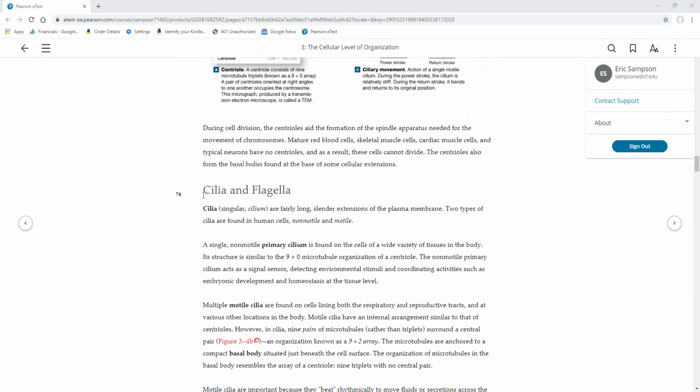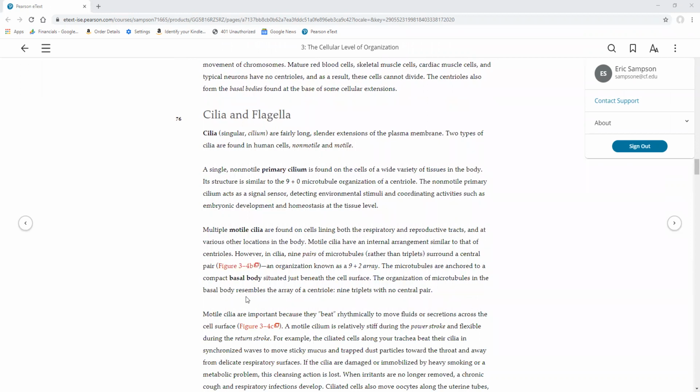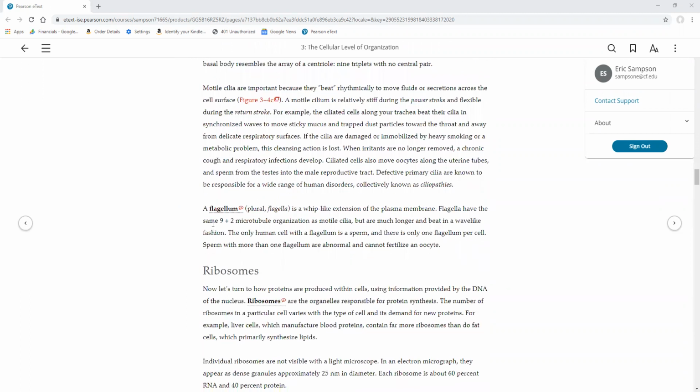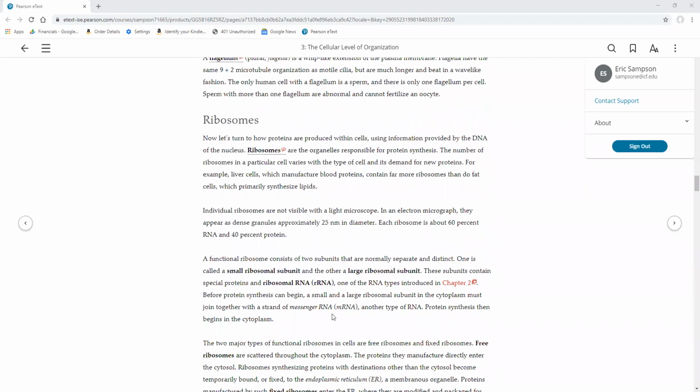Now remember, we have things that are motile, so we have cilia and flagella, and in the human, sperm are the only flagella, but we have lots of places for cilia. So the primary cilium is found on cells of a wide variety of body tissues. The structure is similar to that. The non-motile primary cilium acts as a signal sensor. So these are sensors as well as movement. The motile cilia move things across the surface, like we described before. Then, of course, we have the flagellum, which is the sperm's tail, used to fertilize the oocyte.